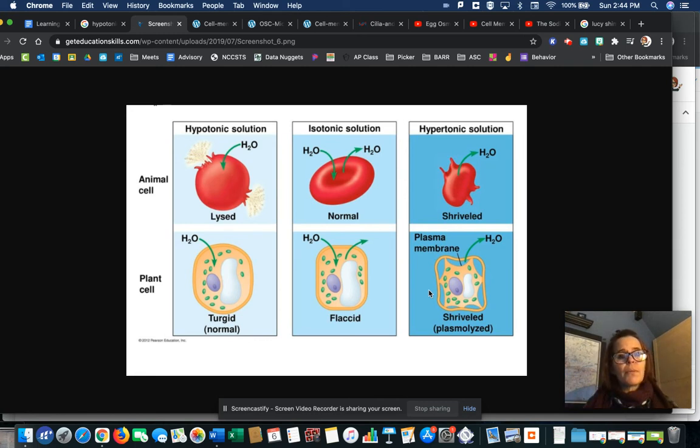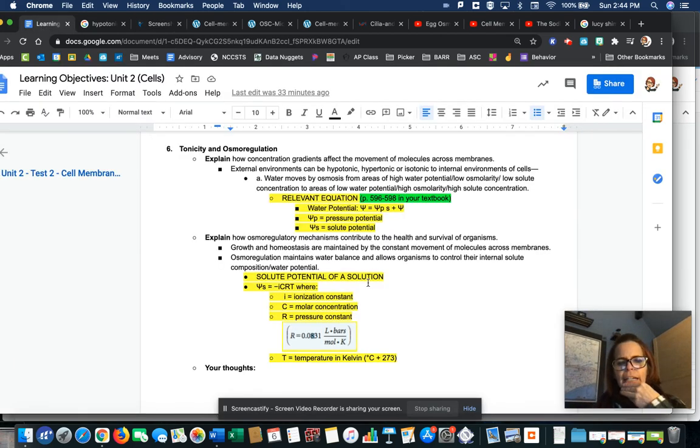It would also desiccate animal cells, so fish and snails and other animals that live in the water as well. So as our salinity goes up in our freshwater lakes, that is bad news for our plants and animals that depend on those environments. All right, we're getting near the end here, you guys.